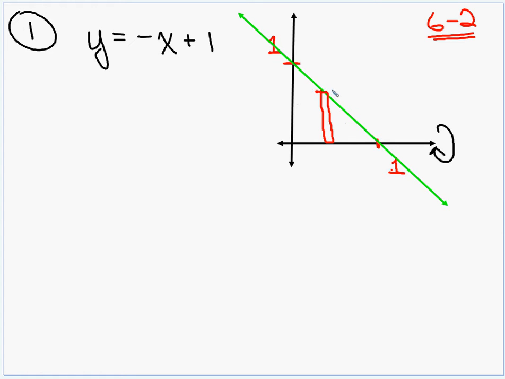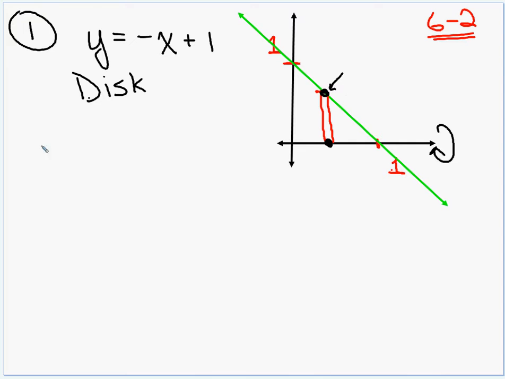So I did draw in the representative rectangle. Notice that the top of the rectangle is touching our curve, or in this case it's a straight line. The bottom of our representative rectangle is touching our rotational axis. So when we spin this around, the outer edge will be here, but the inner edge is touching our rotational axis. So this is going to be the disk method. It's not going to be the washer. We're not going to have a hole in the middle of our rotational solid.